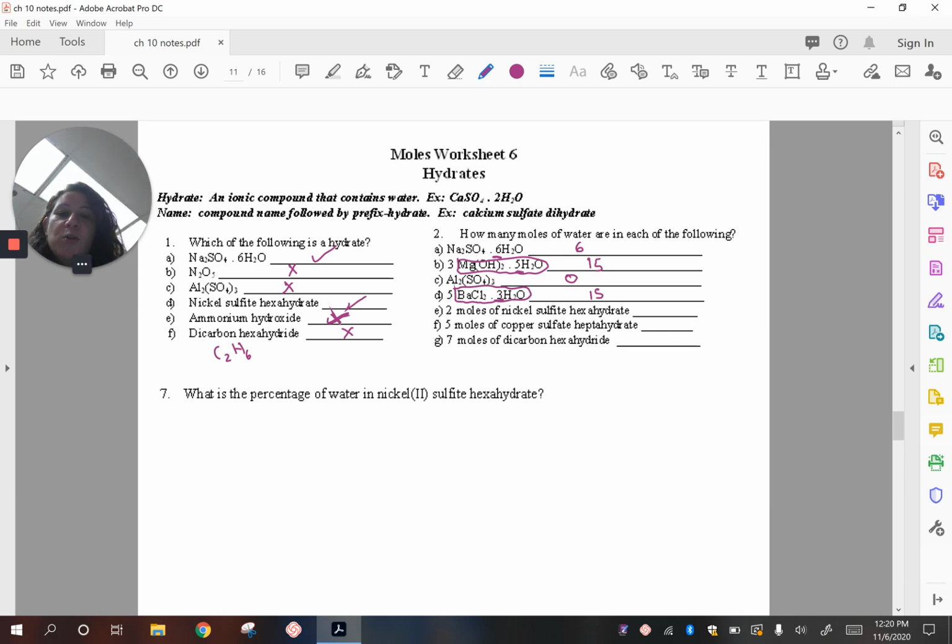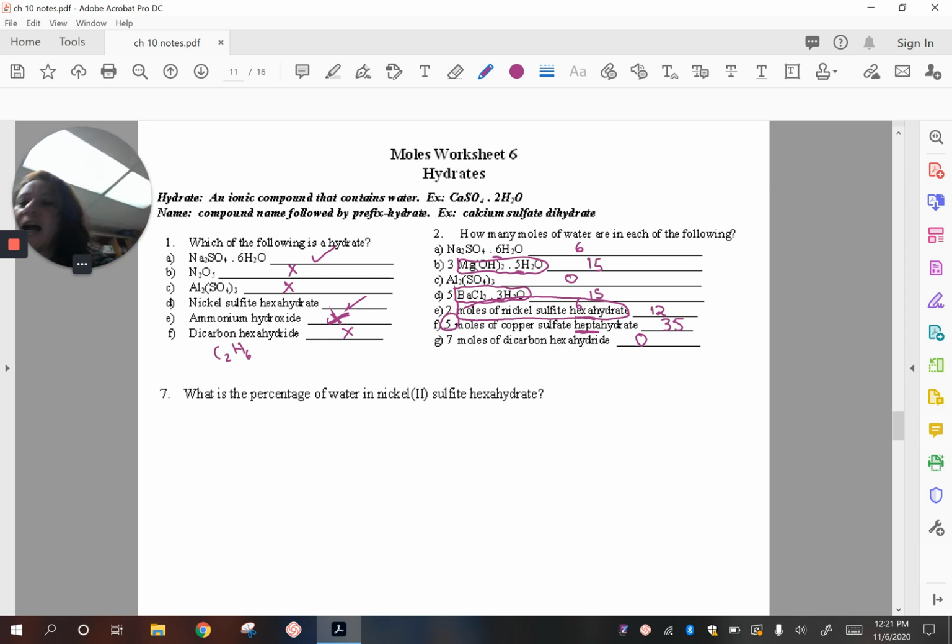Letter E, 2 moles of nickel sulfite hexahydrate. So nickel sulfite hexahydrate, this tells us there are 6 moles of water in one of them. We have 2 moles of this whole thing, so 2 times 6 is 12. Next one, 5 moles of copper sulfate heptahydrate. So hepta means 7, and we have 5 moles. Each mole has 7, so 5 times 7 is 35. And then finally, 7 moles of dicarbon hexahydride. We said dicarbon hexahydride is not even a hydrate. It's 0 because it's hydride, not hydrate.